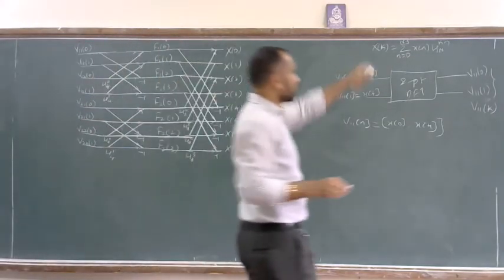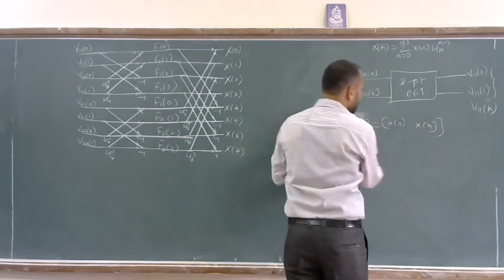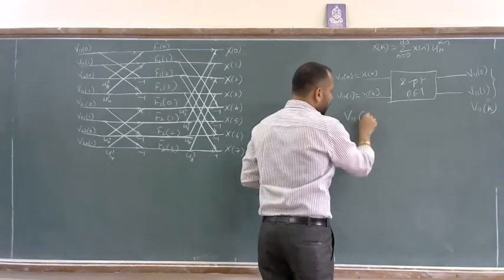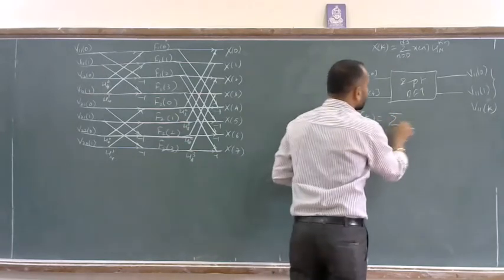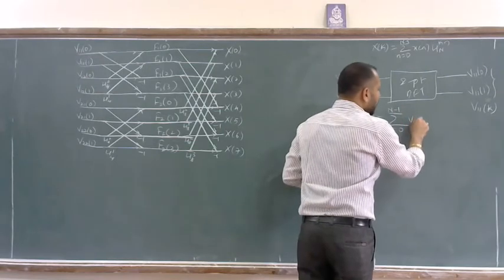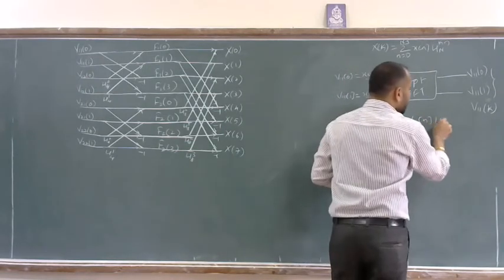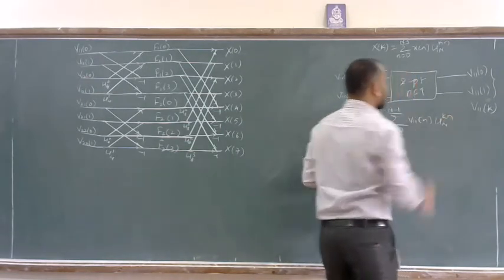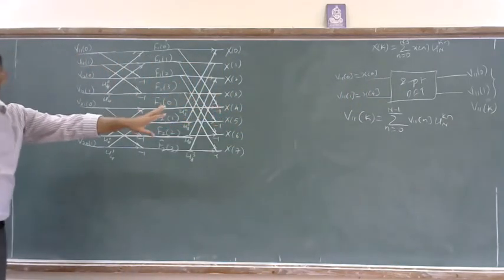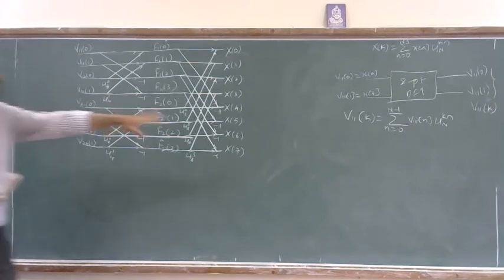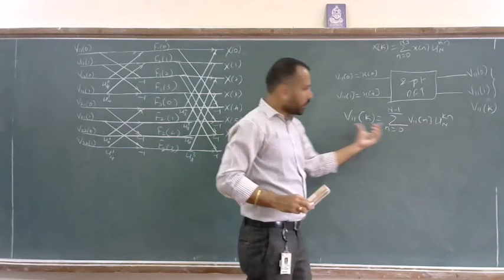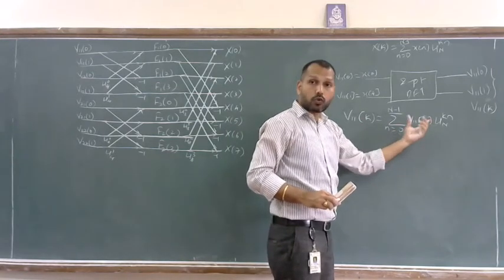According to this equation, V11 of k, the 4-point DFT or 2-point DFT, will be the summation n equals 0 to N minus 1, lowercase V11 of n W to the power kn. Now we'll modify this equation. This is the standard equation, where V11 of k represents the 2-point DFT and V11 of n represents the 2-point sequence.